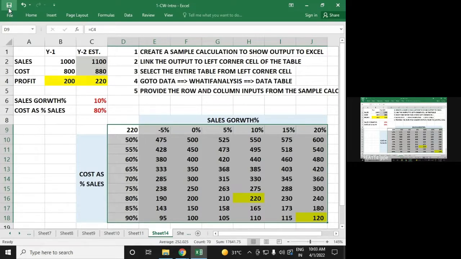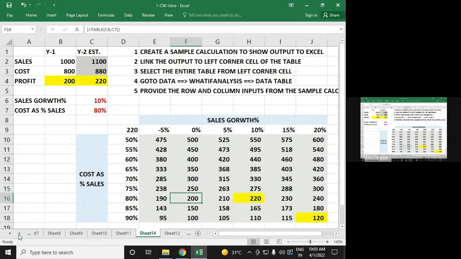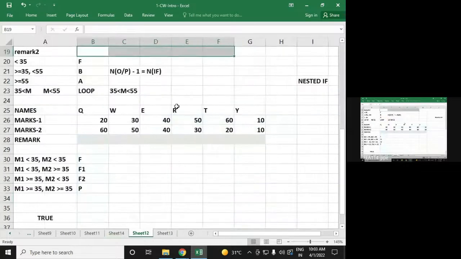Got it, everyone? Should we proceed? Online students, have you got it till here? Yes, sir. Yes, sir. Done. Okay. So now come to page number 12.